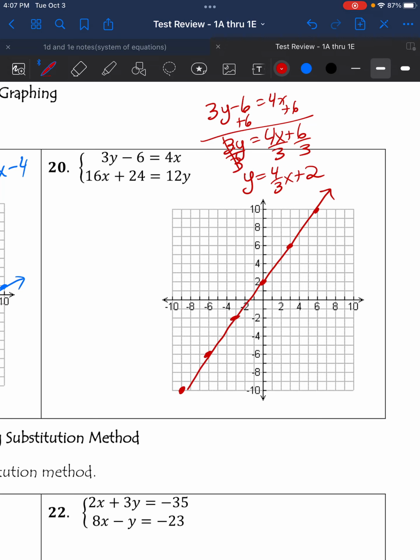Draw your line. Let's solve. This one's actually pretty easy. You could just divide by 12 everywhere, even though it's a little backwards of what you're probably used to. 16/12 can reduce to 4/3.